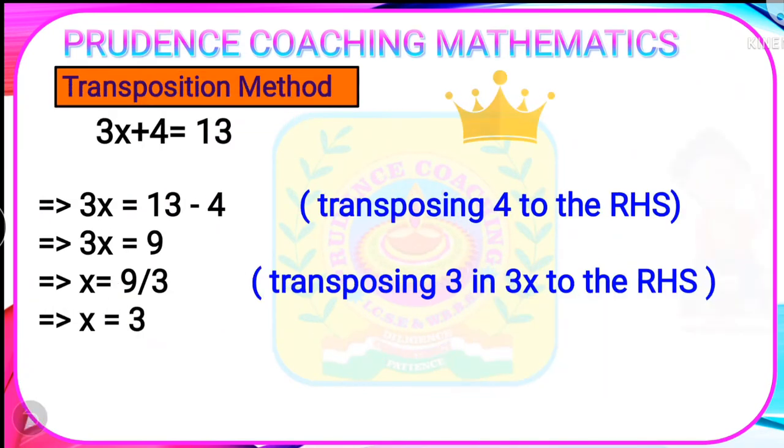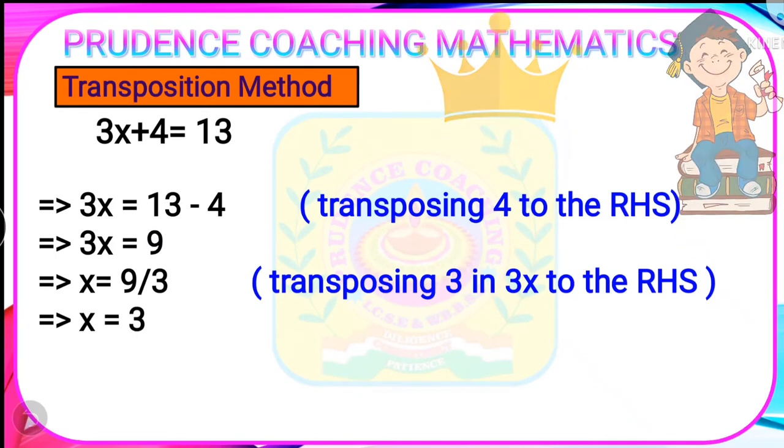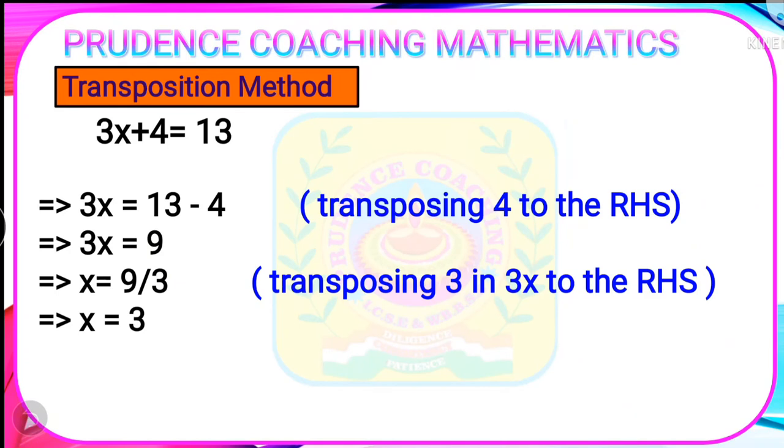This is the second method, that is the transposition method. This particular method is much easier and less time consuming. As this method is convenient, we all follow this particular method. You can follow any method, but this particular method is easier. Students, we will learn this method, but here what you need to see is that addition and subtraction operations are reversed.